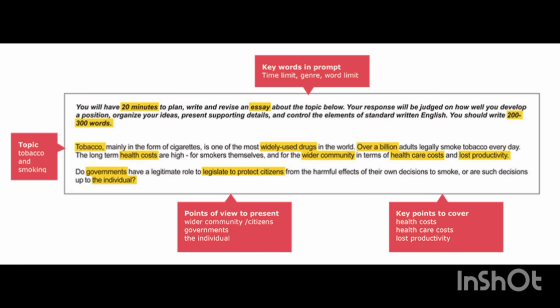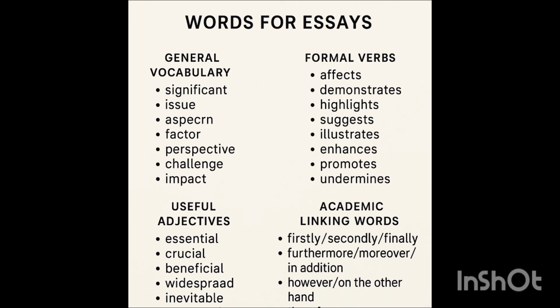This is again like a question: you have 20 minutes to plan, write and revise an essay about the topic below. Your response will be judged on how well you develop a position and organize your ideas, present supporting details, and control the elements of standard English. You should write 200 to 300 words. This is the official statement that will come in your exam. The essay topic is that tobacco, mainly in the form of cigarettes, is one of the most widely used drugs in the world. Over a billion adults legally smoke tobacco every day. The long-term health costs are high for smokers themselves and for the country in terms of healthcare.